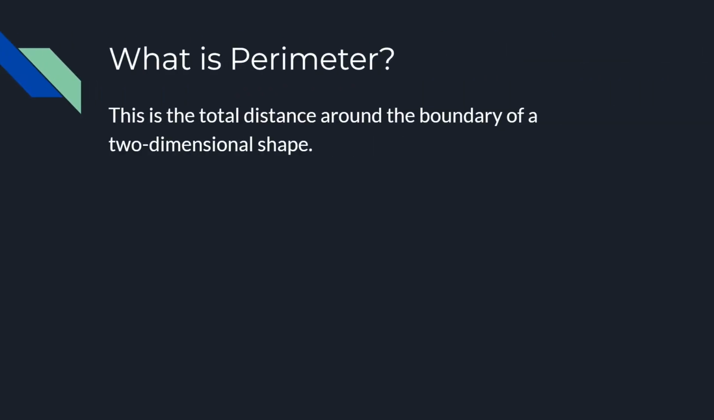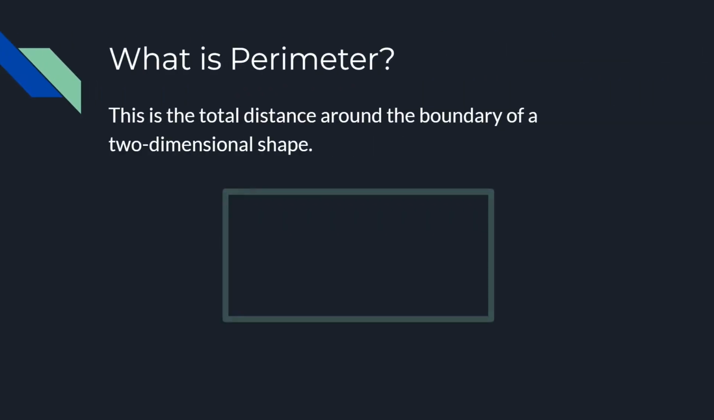First, let's define what a perimeter is. The perimeter is the total length of all sides of a shape. It is like you're walking around the edge of a park and measuring the distance to complete a full loop.